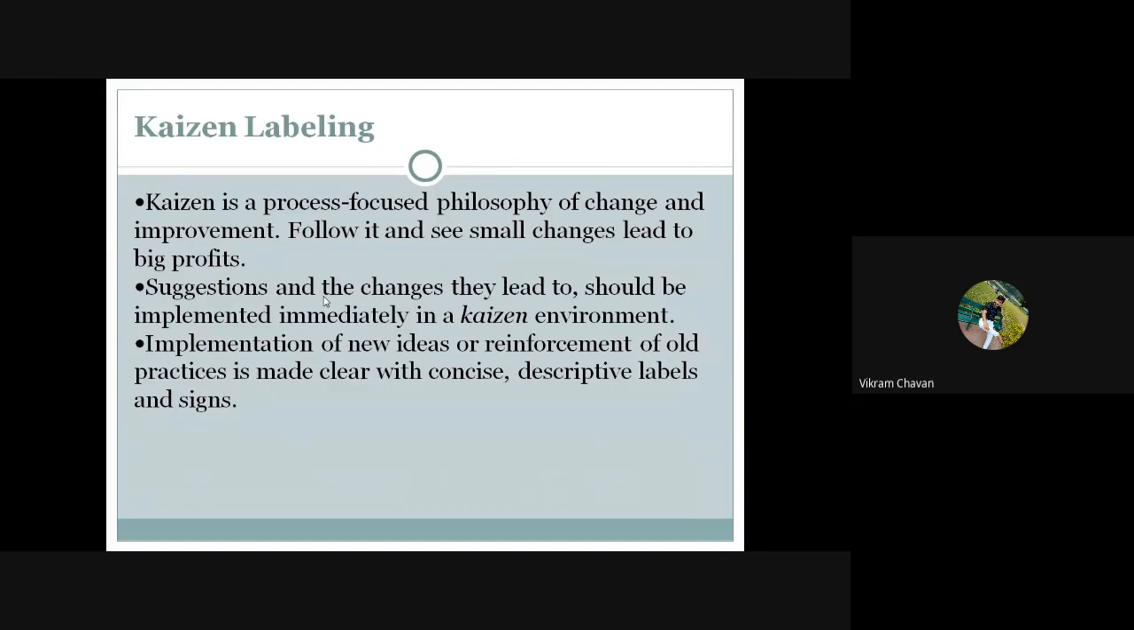Implementation of new ideas or reinforcement of old practices is made clear with concise descriptive labels and signs. Okay, so that is about the Kaizen.